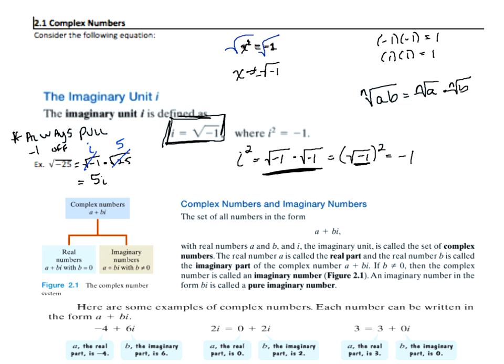moving forward. The imaginary unit makes up part of what we call complex numbers. A complex number is in the form of a plus bi. The a is the real part, so the real number part, and then we have the imaginary unit, which is the second part.